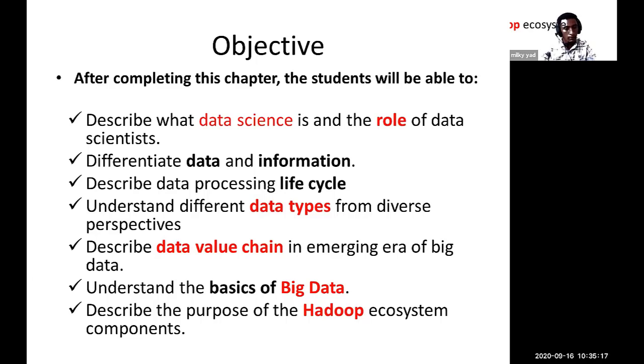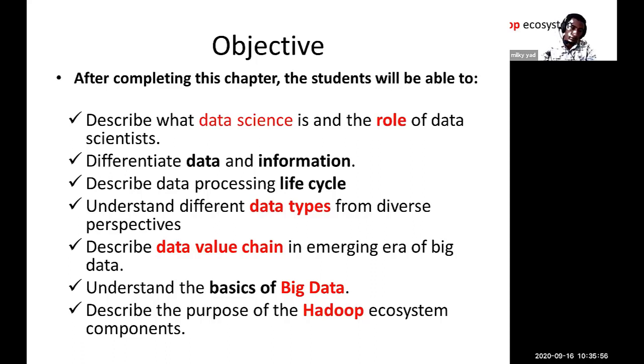Also, we will describe the data processing life cycle. Actually, data processing means extracting relevant information from data. So we will see different life cycles. There are three basic steps in order to get information from input data. The first one is inserting input into a computer, then processing or converting input data into information. After that, producing output. So we have input, processing, and output. So we will see different life cycles.